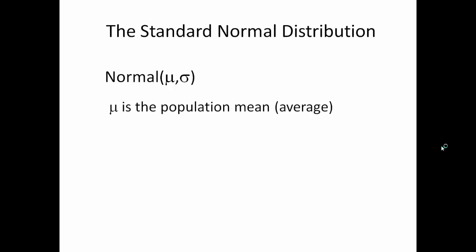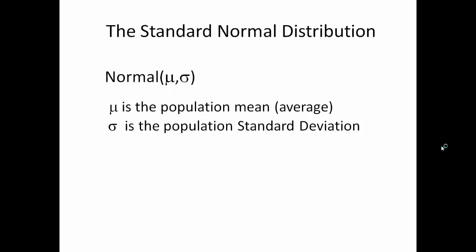In this session, we will discuss the standard normal distribution. The standard normal distribution is a normal distribution. With any normal distribution, we must have two parameters. Those two parameters include the mean and the standard deviation, where the mean, mu, represents the population mean, or as we have discussed before, the average. And the Greek letter sigma is the population standard deviation.